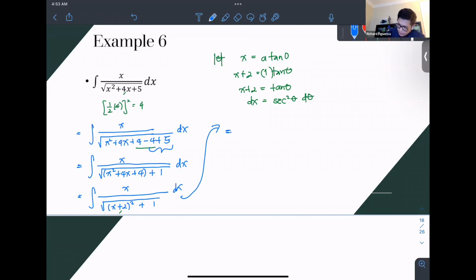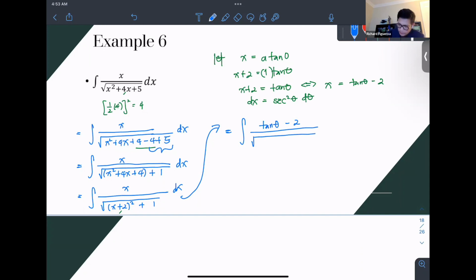So in here, what is our x? x is the same as tangent theta minus 2, so we transpose the plus 2 there. So x then will be tangent theta minus 2 all over 1 below.